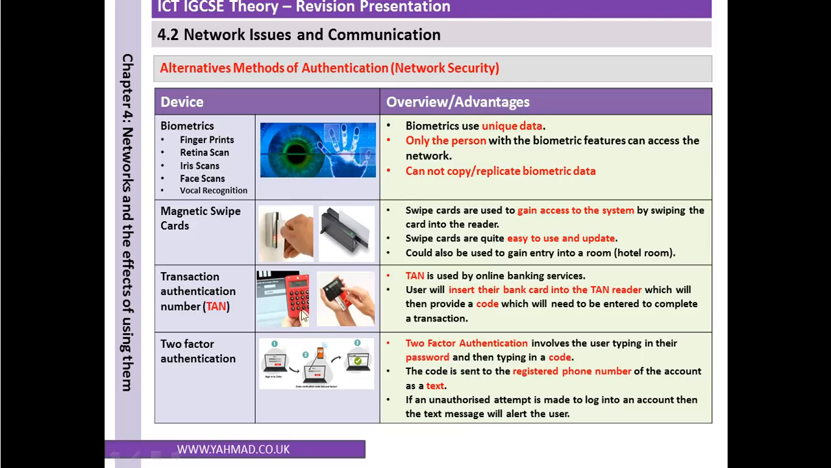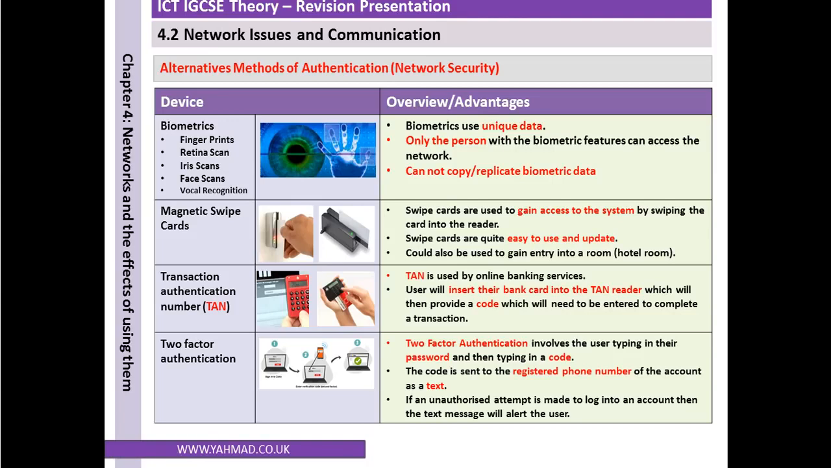So the bank will supply you with a small device that looks like this. Before we're making a transaction to another account, the user will be requested to put their card into this reader here, and this reader will then give a number, a transaction authentication number. The user will insert the bank card into a TAN reader, which we just discussed, which will then provide a code. The code will need to be entered to complete the transaction. So without the code, this transaction cannot be completed.